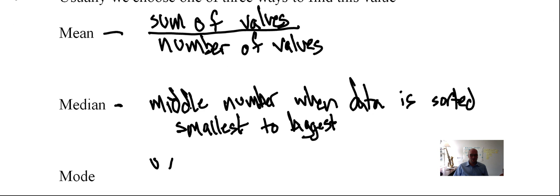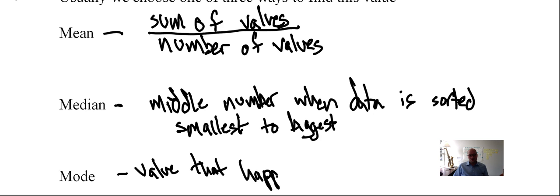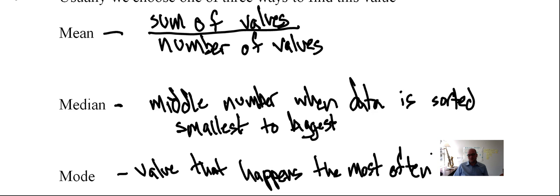So the final one is the mode, right? So what's a mode? A mode is just the value that happens the most often. Sometimes this is useful. Sometimes we say most typical, and what we really mean is the mode, the value that happens the most often. So that's why we have to be pretty careful when we talk about averages, because it could be any one of these three.